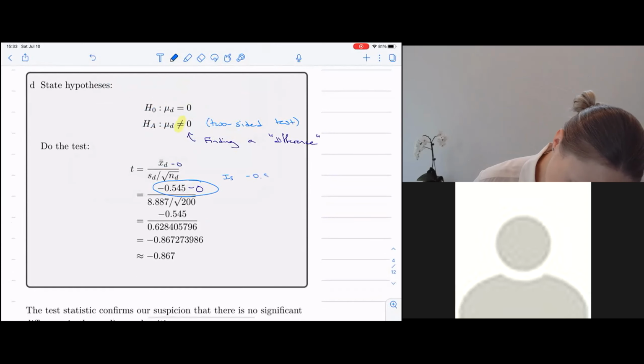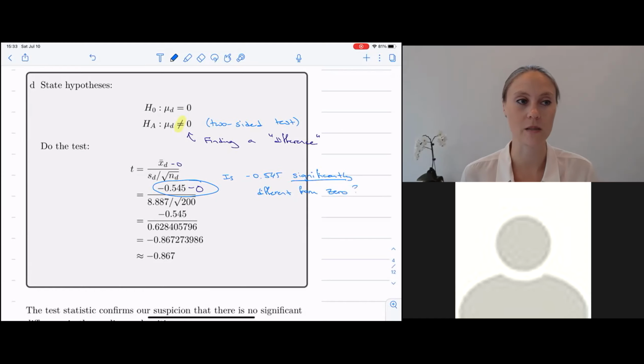And so here I'll just write down what I just said. Is -0.545 significantly different from 0? Right. That's what we're testing. All right, so once we take into account the spread, notice that I'm using rounded values. So as soon as I use rounded values, my results will change slightly from if I was using software, but they should be pretty close.